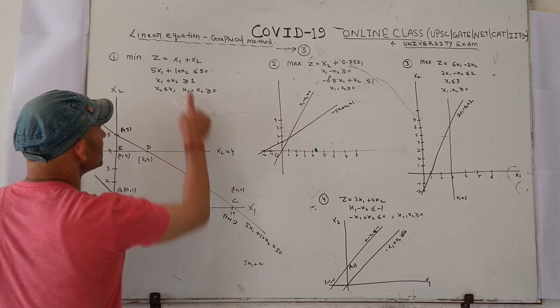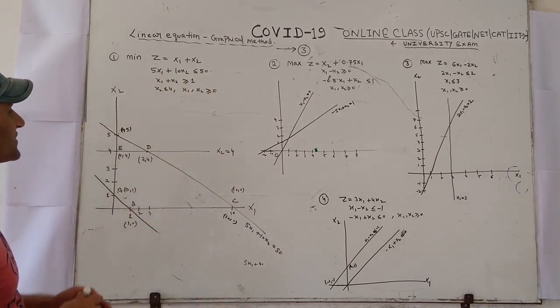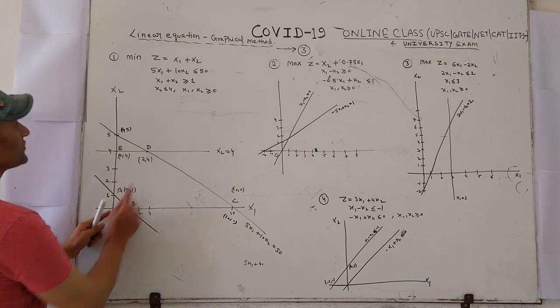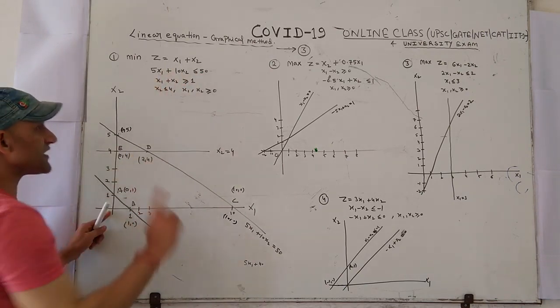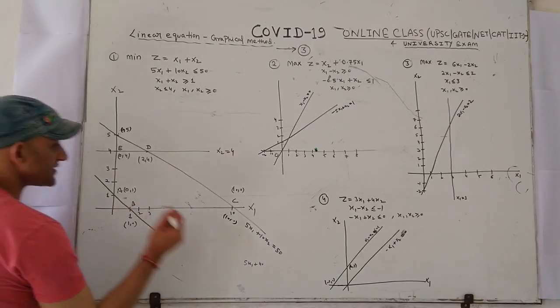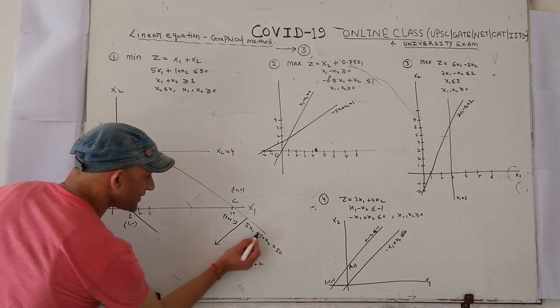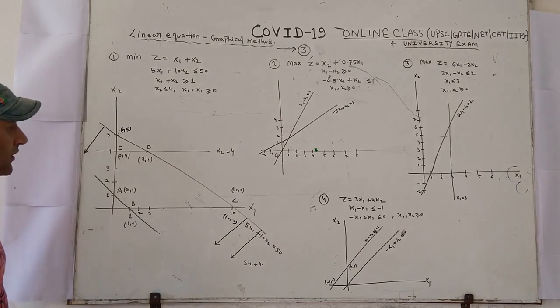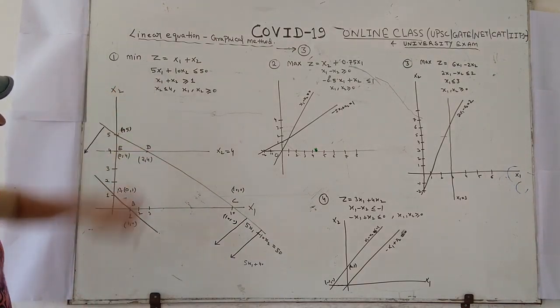This line is this one, but he has given us less than or equal to, which means you take any point. Suppose I am taking (0, 0): 0 is less than 50. Yes, it implies that this region will satisfy our condition, our inequality.